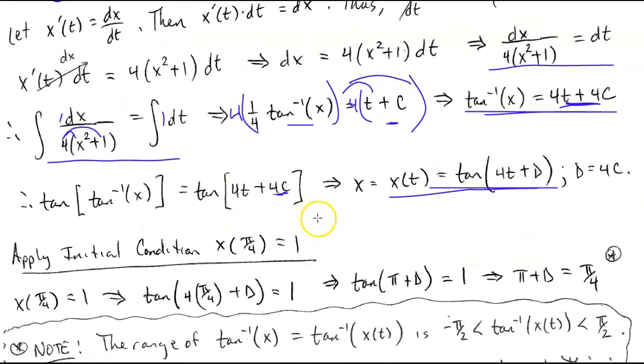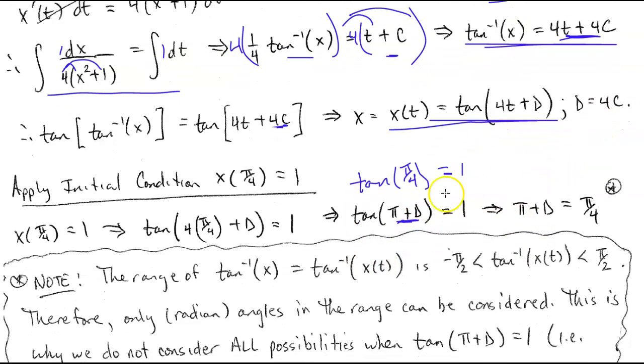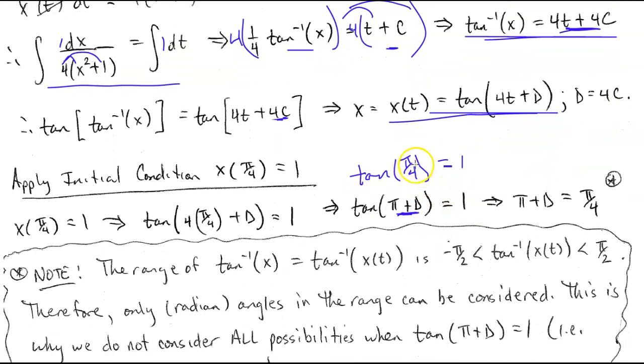So once we're there, then we just apply the initial conditions. And of course, since we know what x is explicitly in terms of t, all I have to do is plug in pi over 4 for t and let all that equal 1. And when I do that, I end up just having tangent of pi over 4 plus d is equal to 1. And if you remember anything about tangent, we know that tangent of pi over 4 is equal to 1. So that is one of many values that it could be.